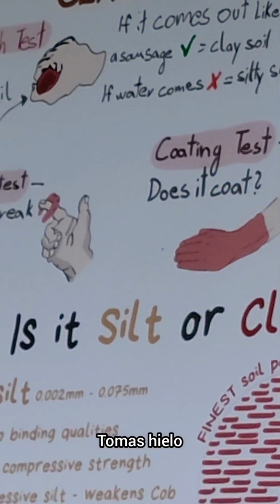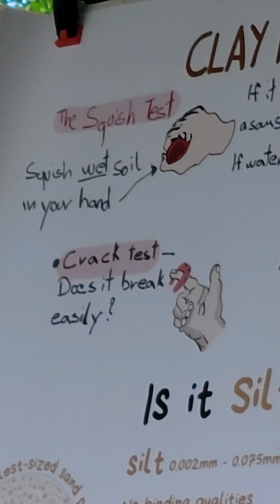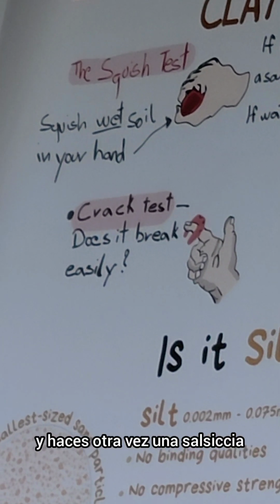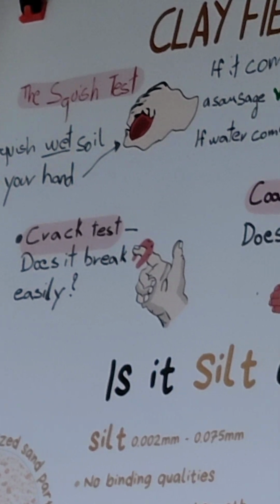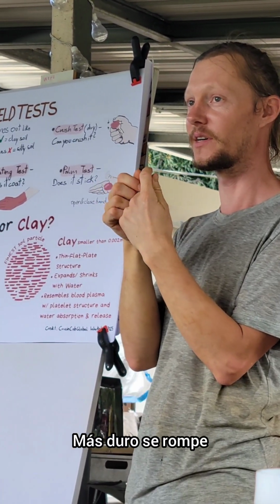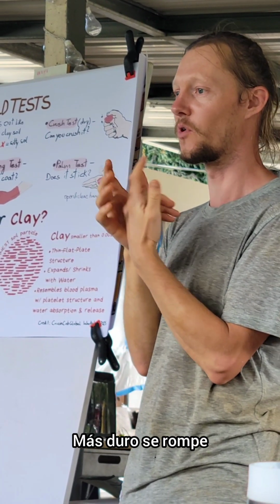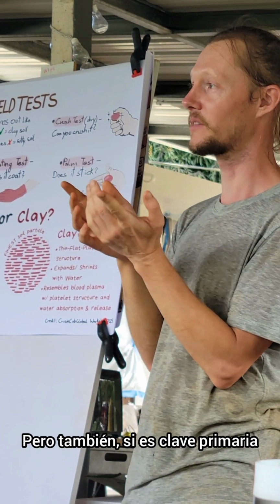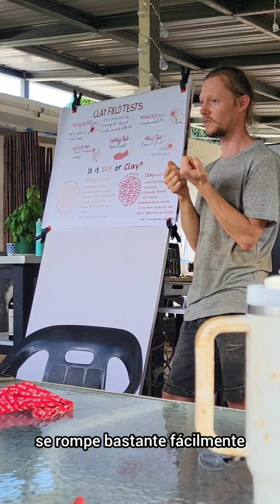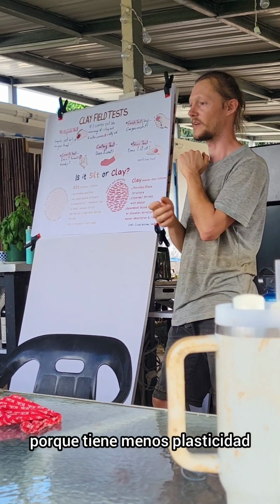The crack test is a good test as well. You take humid or wet clay and you make again a sausage, and you roll it around your finger, and the harder it cracks, the more clay it has. But also, if it's primary clay, it cracks quite easily still, because it has less plasticity.